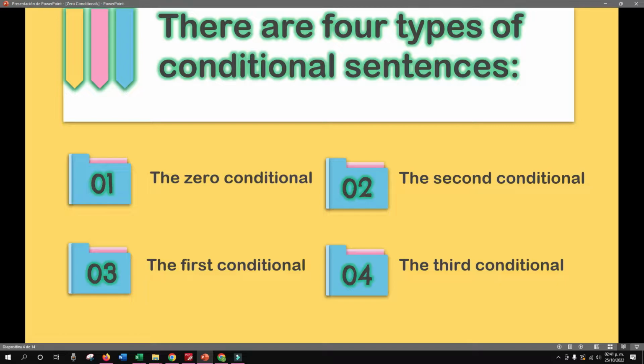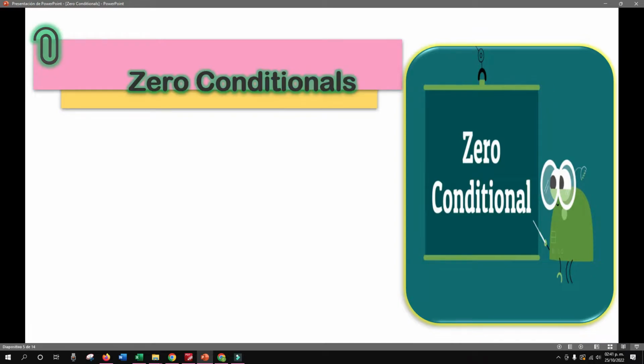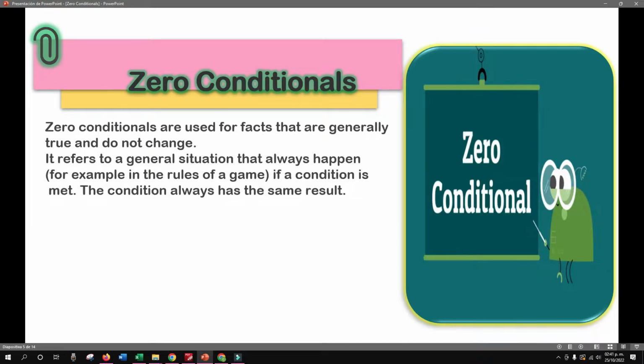The first conditional, the second conditional, the third conditional, right? So, zero conditionals. The zero conditionals are used for facts that are generally true and do not change. It refers to a general situation that always happened. For example, in the rules of a game, if a condition is met, the condition always has the same result, right? ¿Qué nos indica? La zero conditional, right?